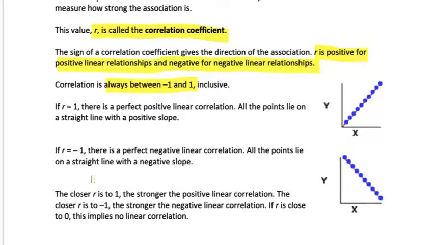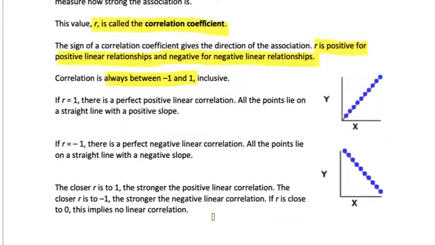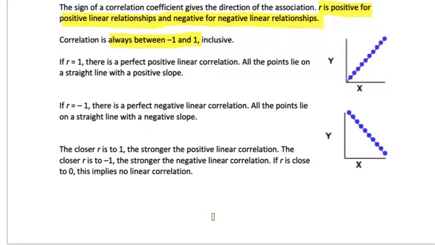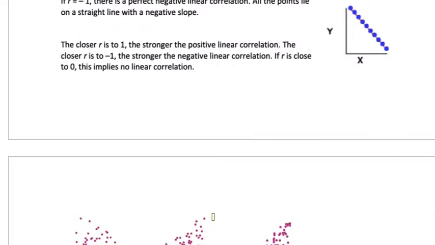The closer R is to 1, the closer the points are to falling on a straight line. So R being close to 1 means that the points are close to a positive linear correlation. R being close to -1 means that the points are close to a negative linear correlation. R values close to 0 imply no linear correlation, which is when the points are just scattered around.